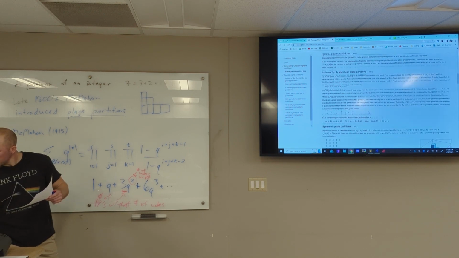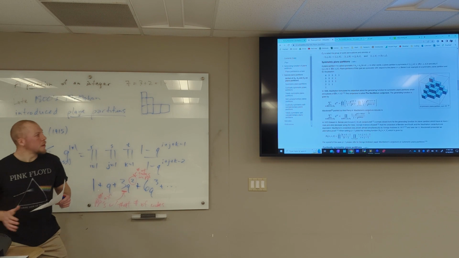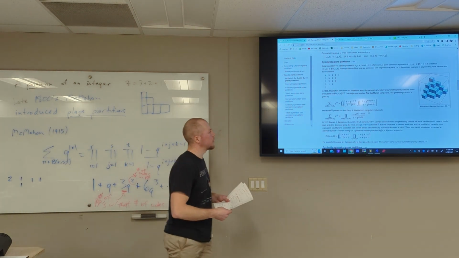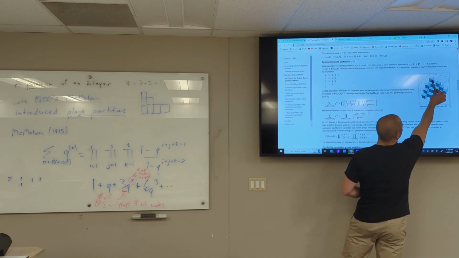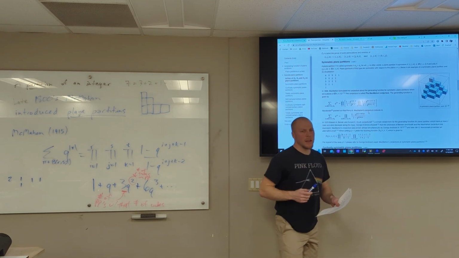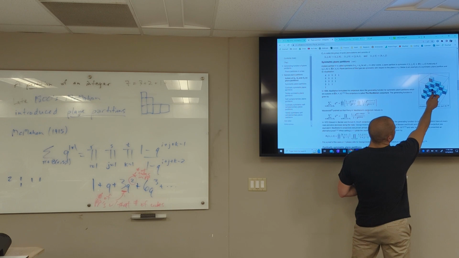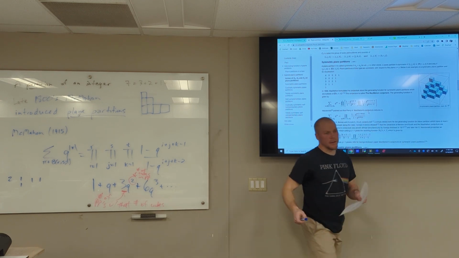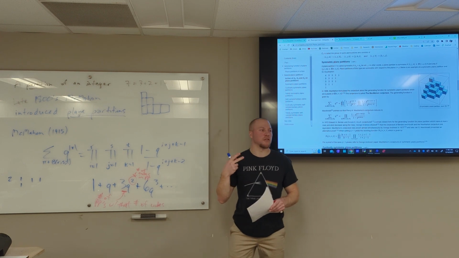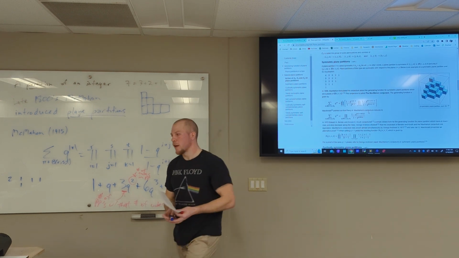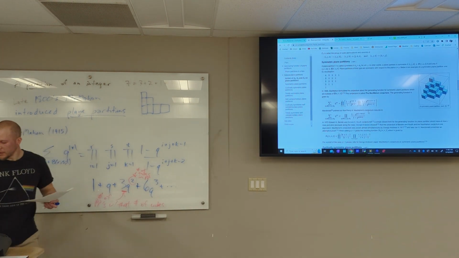So, for example, this is a symmetric plane partition. You can see that it is symmetric about this sort of diagonal here. A way to think about this is that if I name the axes x, y, and z, then I can switch x and y without changing my partition. So that was one of the symmetry classes he looked at.